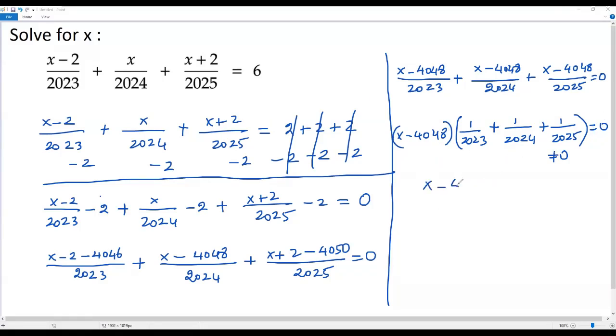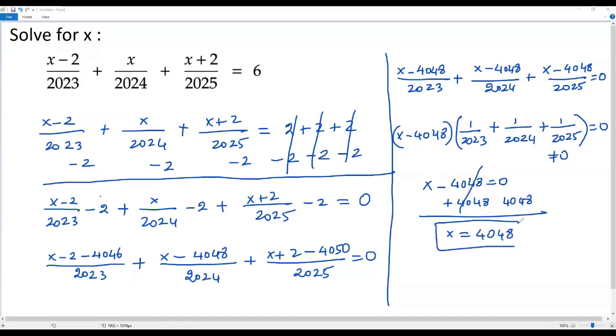So x − 4048 must be 0. To solve for x, I have to add 4048 to both sides. When I do so, this one will cancel out. Then I get x equals 4048.